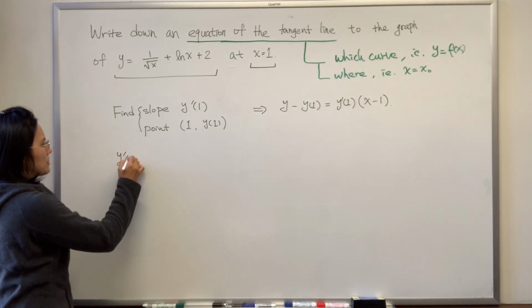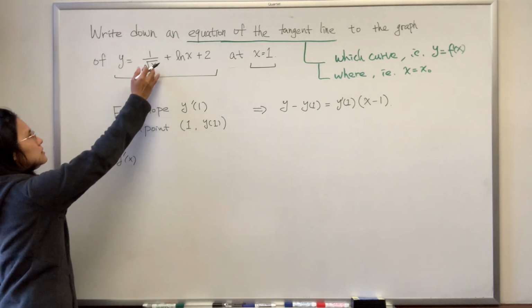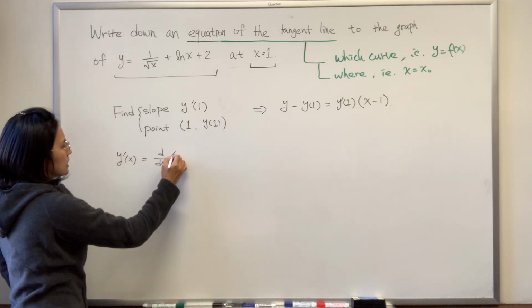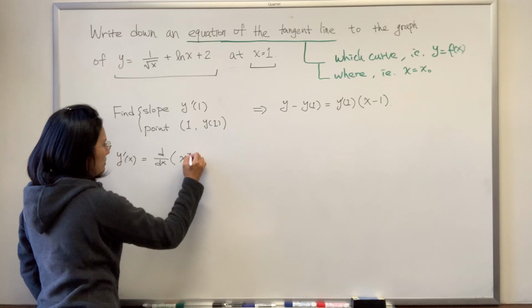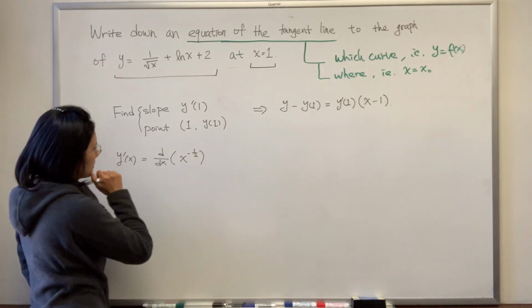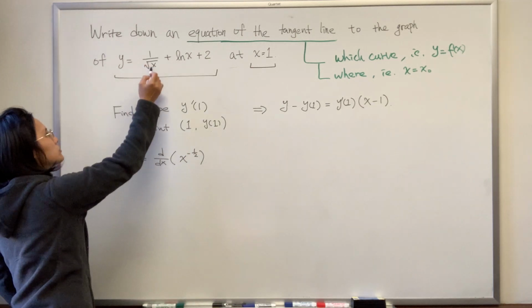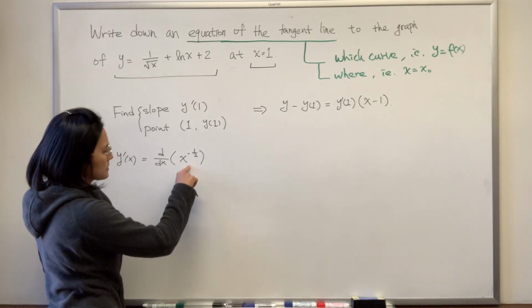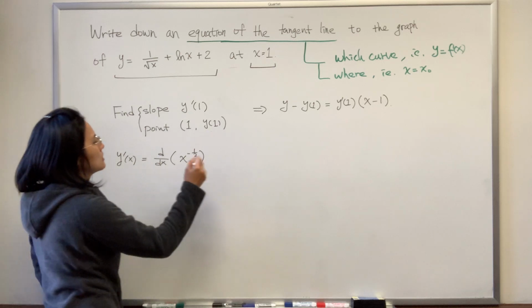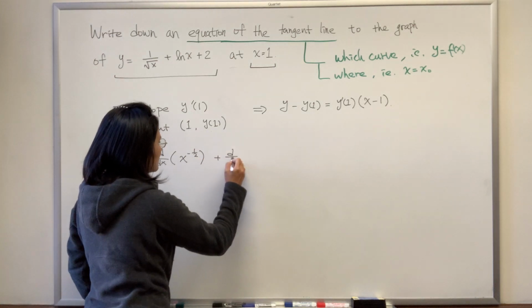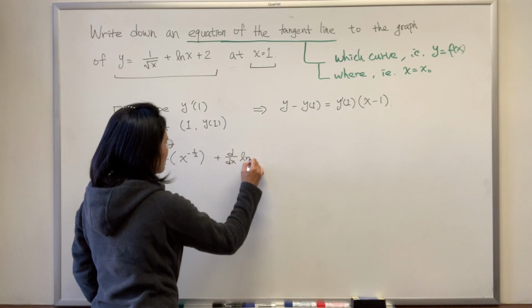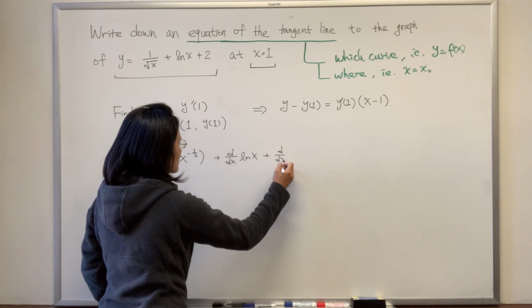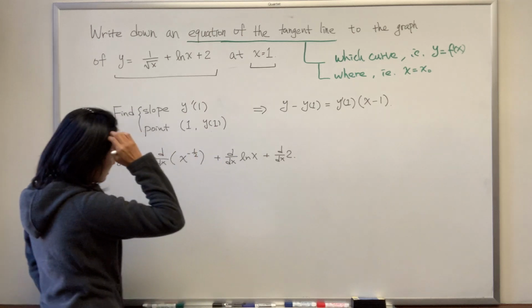So first of all, y prime. Apply the derivative formulas. Differentiating x to the power minus a half. Okay, remember 1 over root x is the same as x to the power minus a half. We want this because then we can apply the power rule. Plus d/dx of the ln function. We have a formula for this. Plus d/dx of the constant function too.